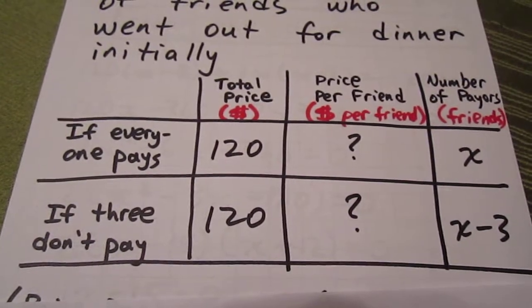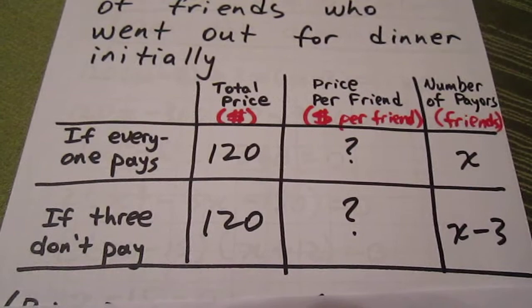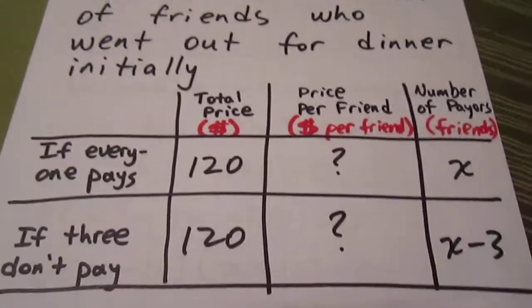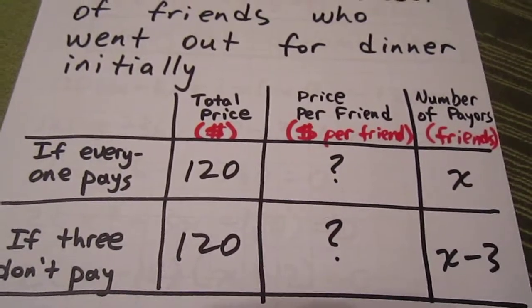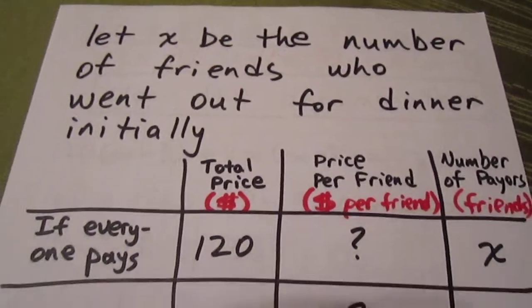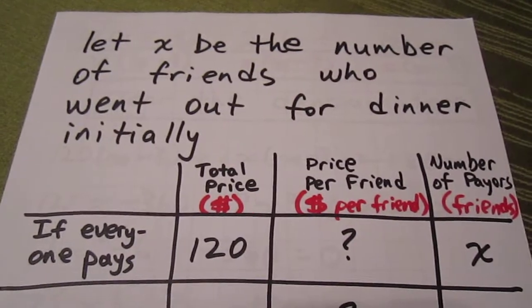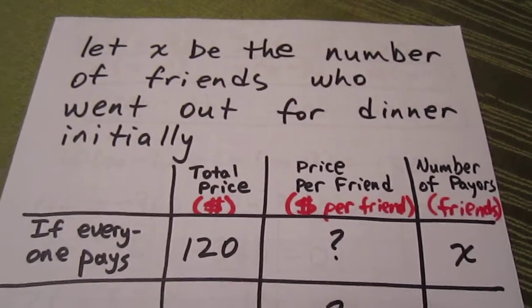Well, the total price is $120 regardless of whether everyone pays or 3 people don't. Now, the number of people who pay in the imaginary scenario would have been X, because X is the number of people who went out for dinner. So if everyone paid, X people would have paid. In reality, though, 3 people didn't, so 3 less than X actually did pay.